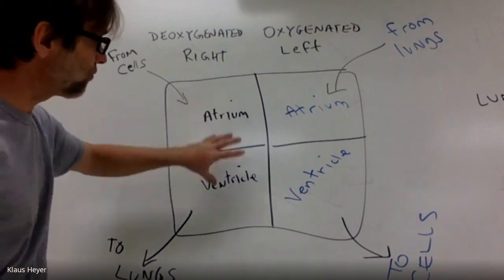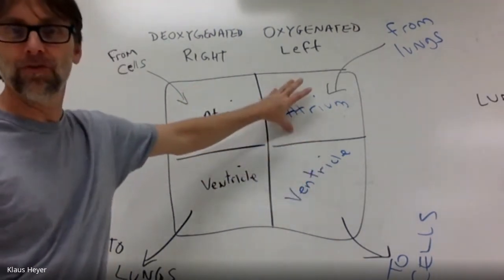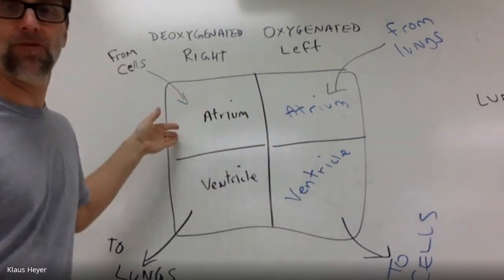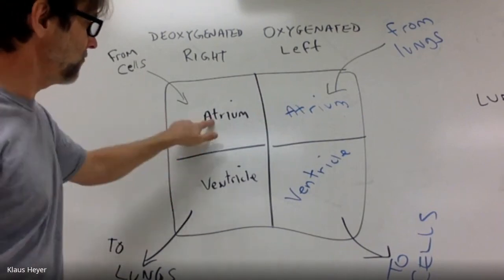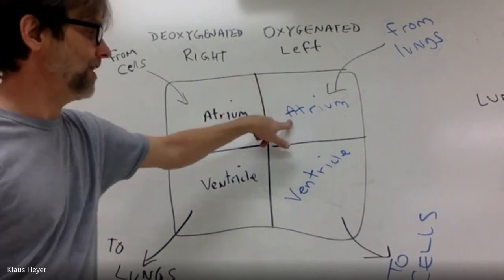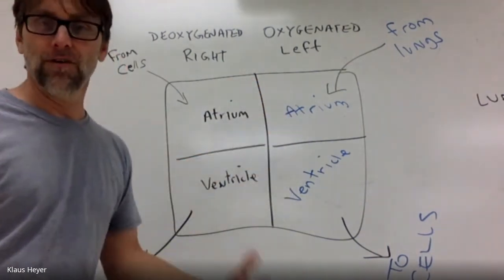So these are like 4 rooms of this building. So these are the chambers. So there's 4 chambers of the heart. Right atrium, right ventricle, left atrium, left ventricle. Those are the chambers.